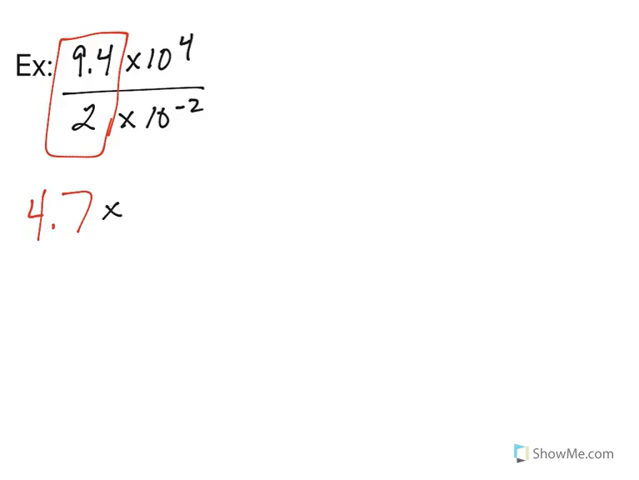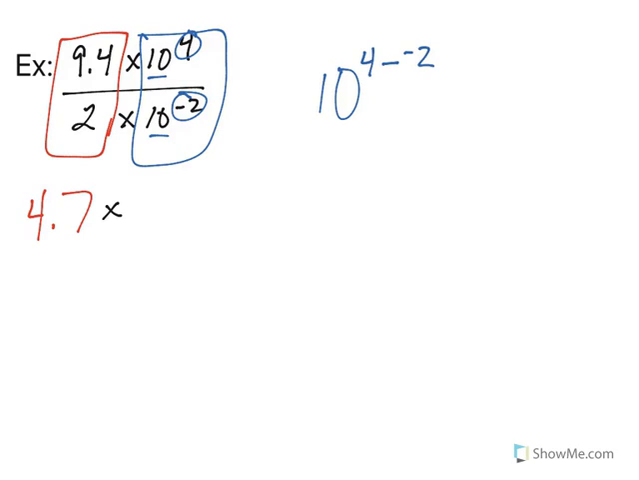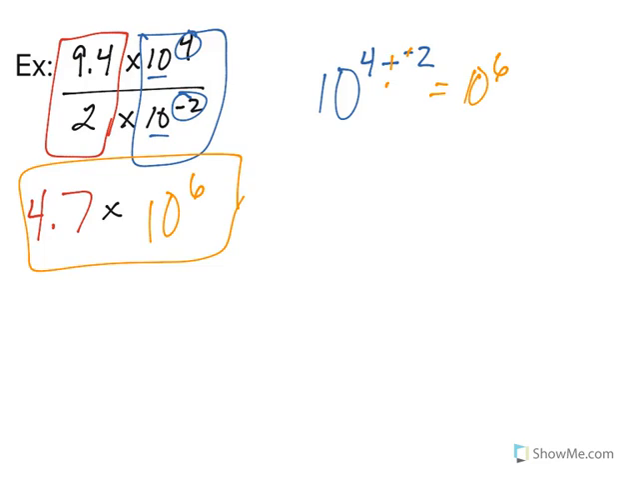Great. Now let's play with our base 10 numbers, and remember your exponential rules. When I divide the same base, I subtract my exponents. So base 10, always start with your numerator exponent, 4 minus a negative 2. Remember, if we're subtracting a negative, that's the same as adding a positive. We add the opposite. So 4 plus 2 gives me 6, so I will end up with 10 to the 6th power. Again, 4.7 is between 1 and 10, so 4.7 times 10 to the 6th.